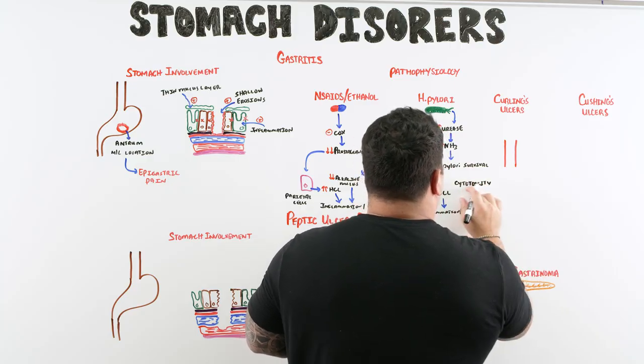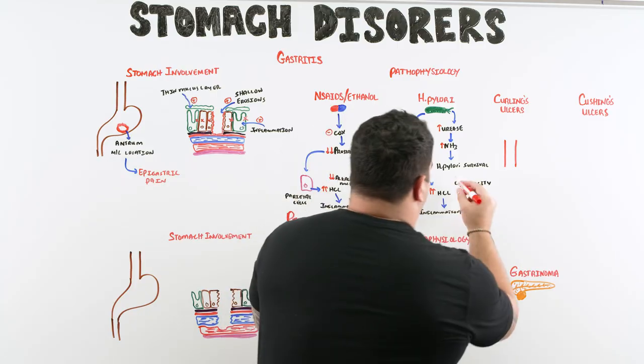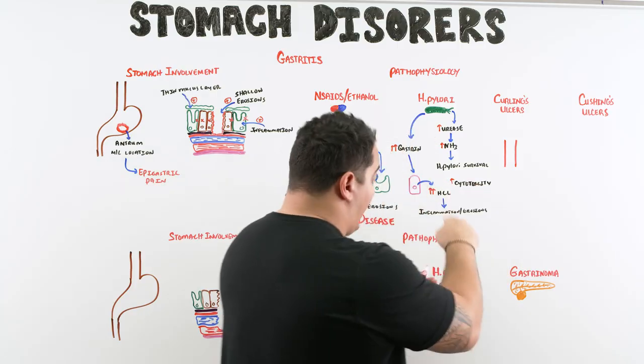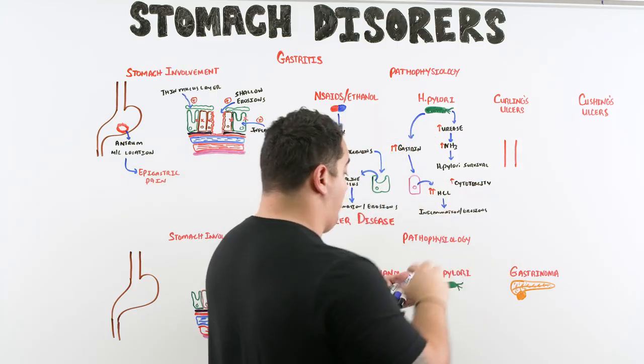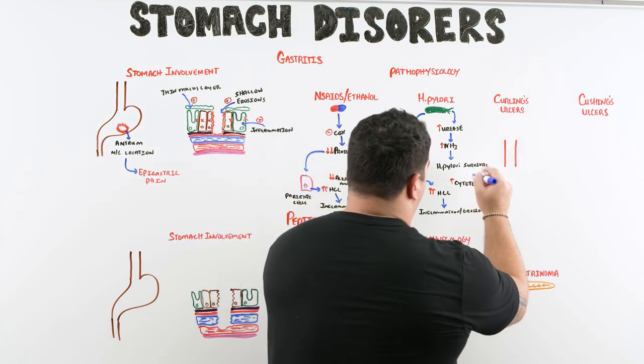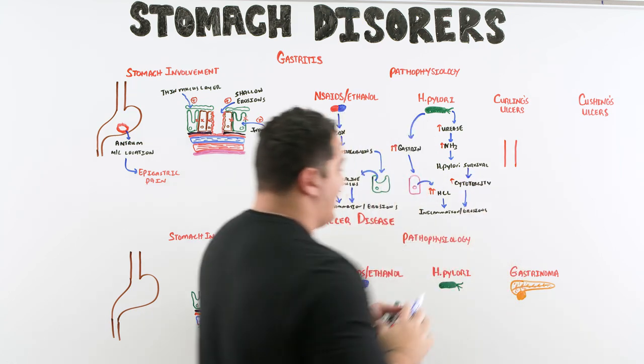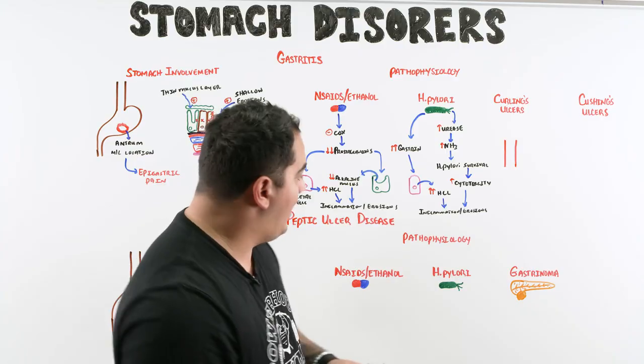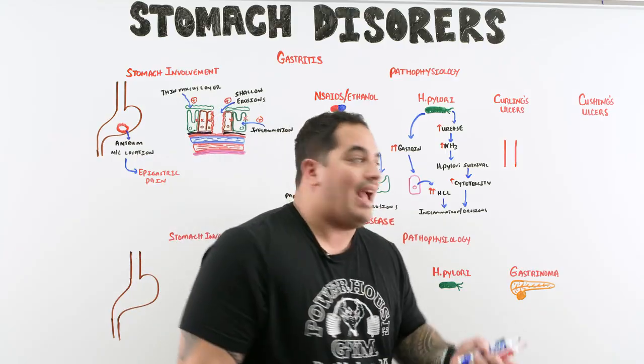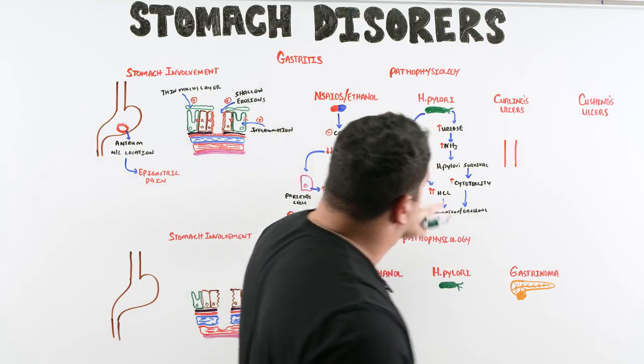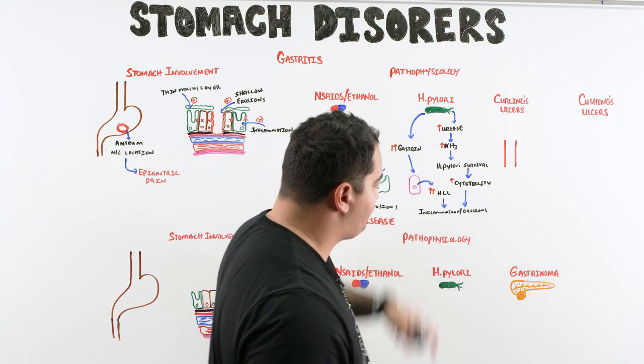Cytotoxicity to these actual cells. When there's an increase in the cytotoxicity, there's more injury to the mucosal cells, more inflammation, and then over time, you'll end up with these nasty erosions as well. Okay? So with these patients, we now see H. pylori, how this one can cause gastritis.